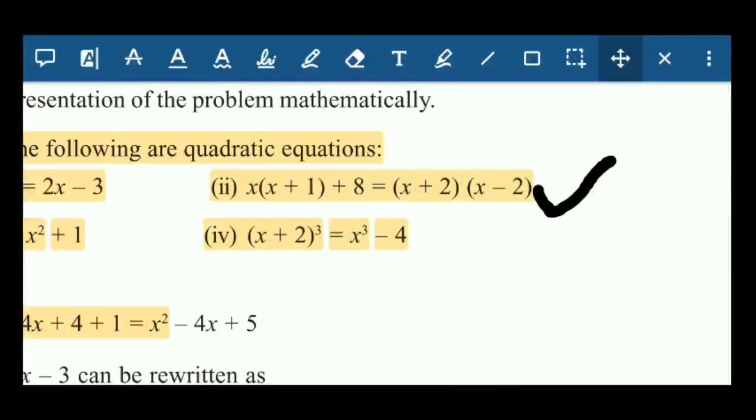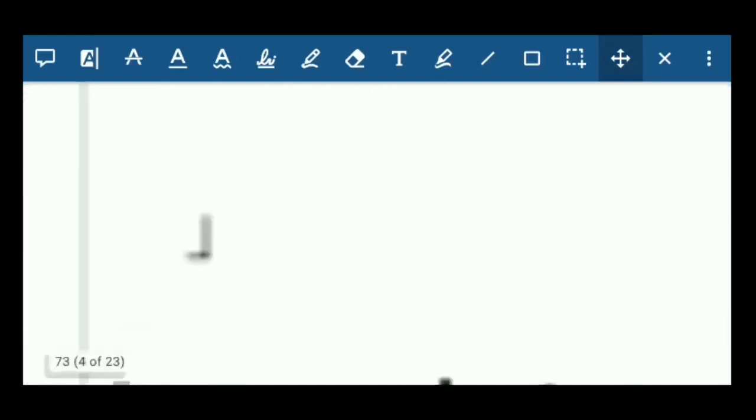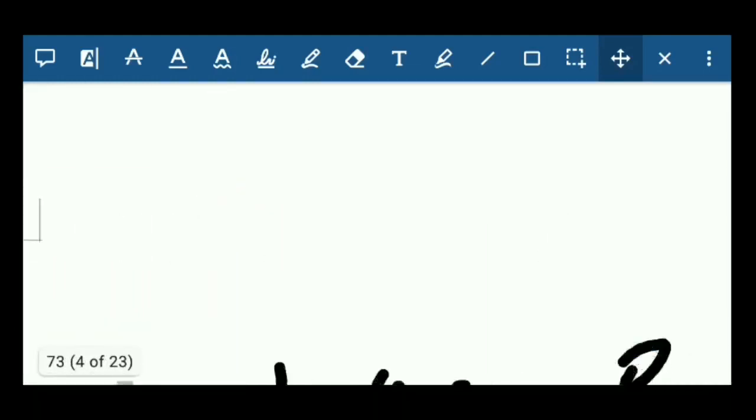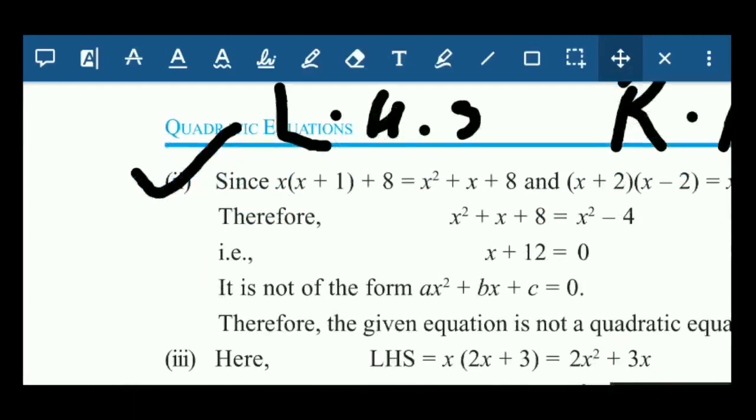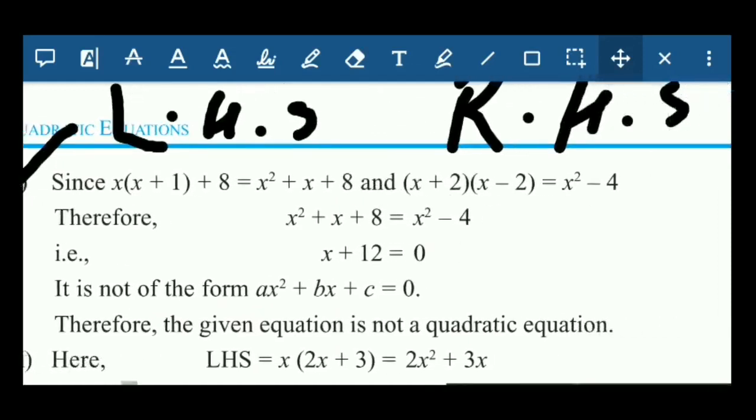Now student, I am going to solve its second part, and here also we will check whether the given equation is quadratic or not. You can see the second example, x into (x plus 1) plus 8 equals (x plus 2) into (x minus 2). Again you will solve its left hand side. After solving the left hand side, you will get x square plus x plus 8.